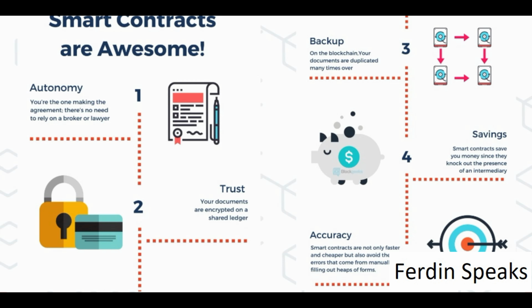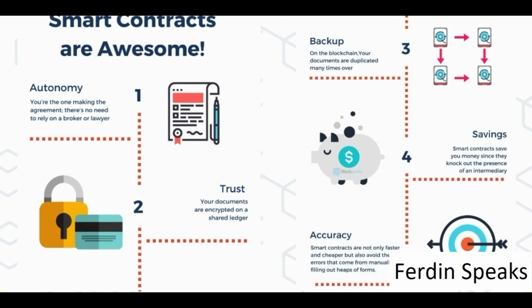As I mentioned about blockchain, it is a network of distributed nodes. So all the nodes will carry a copy of all your transactions. So it has a huge backup, and your copy of your contract is not going to disappear anywhere. Savings: smart contracts save you money since they knock out the presence of an intermediary. So you will cut the cost when you are using smart contracts. Accuracy: smart contracts are not only faster and cheaper but also avoid the errors that come from manually filling out heaps of forms. So you don't need to do a lot of paperwork to create a contract.